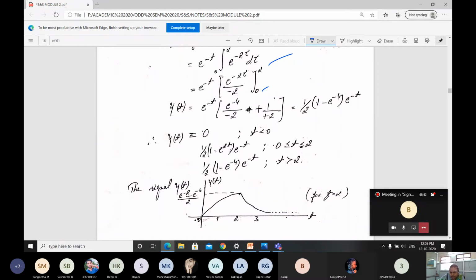Then when t is equal to 2, you will be getting the signal like this. It is varying up to 2, at 2 it is then decreasing, and the value at 2 is going to be taken as (e raised to minus 2 minus e raised to minus 6) divided by 2. That is the signal you will be getting.